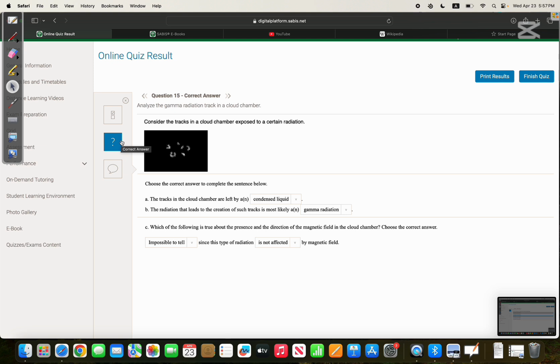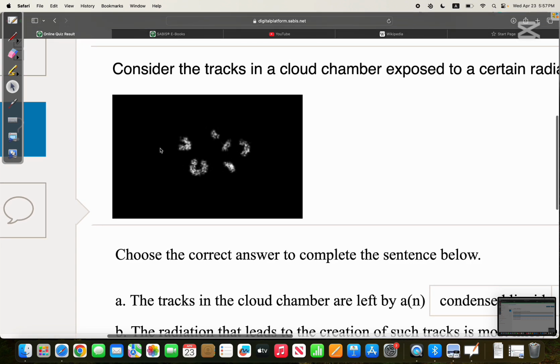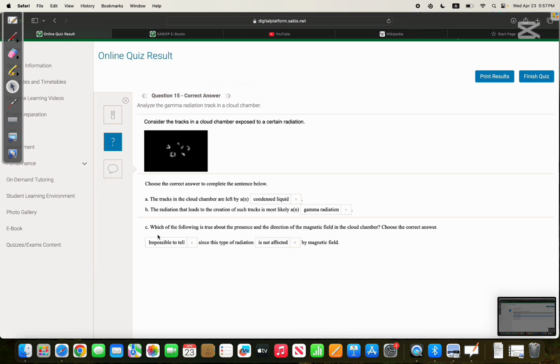Consider the tracks in a cloud chamber exposed to a certain radiation. The tracks in the cloud chamber are left by a condensed liquid. The radiation that leads to the creation of such tracks is most likely gamma radiation. If you see this pattern, you have to memorize that it's gamma radiation. Which of the following is true about the presence and the direction of the magnetic field? It is impossible to tell since this type of radiation is not affected. All radiations, alpha and beta, are affected by a magnetic field except for gamma, which is not affected.